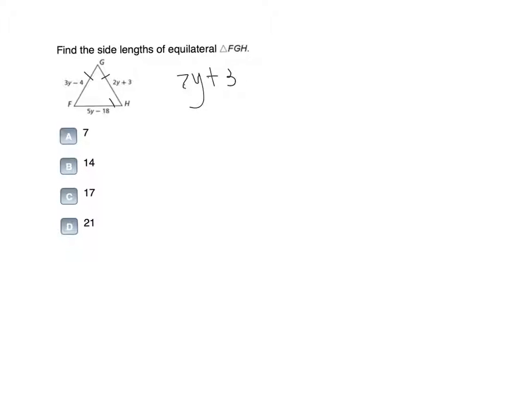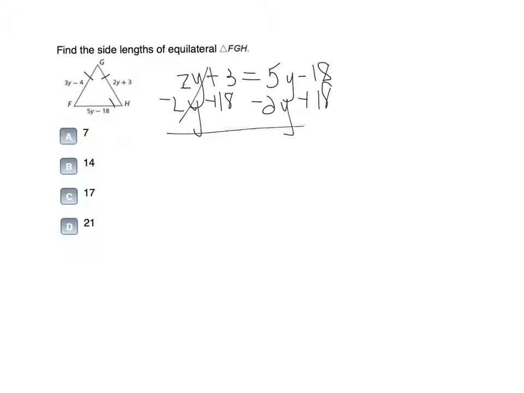2y plus 3 equals 5y minus 18. And then you solve this. So I could subtract 2y from both sides, add 18 to both sides. I'm doing this all at one time. I hope you guys can follow that. And so I get 21 equals 3y. Divide both sides by 3.